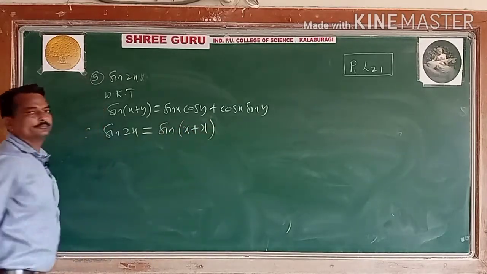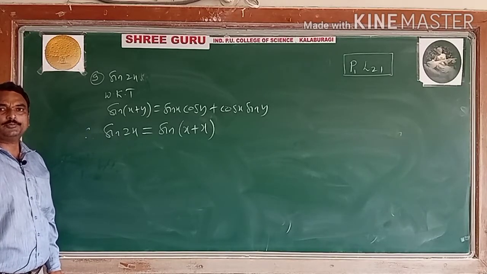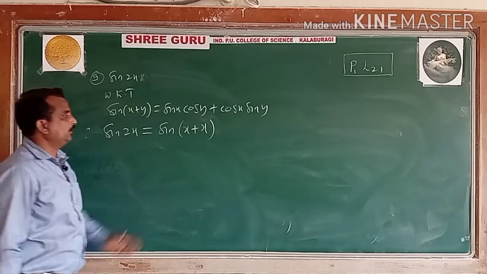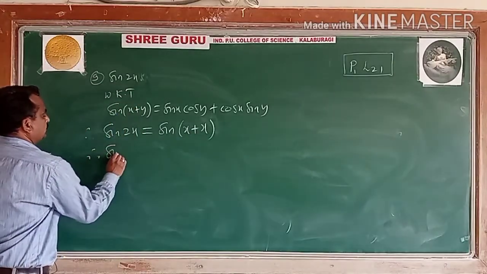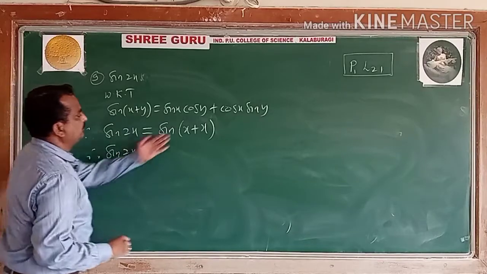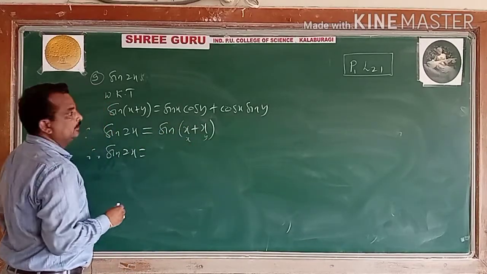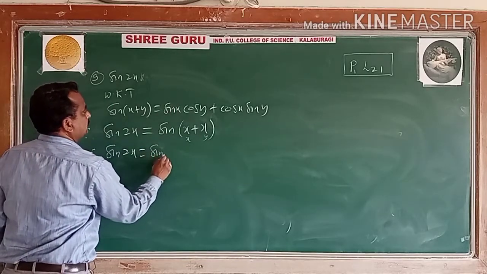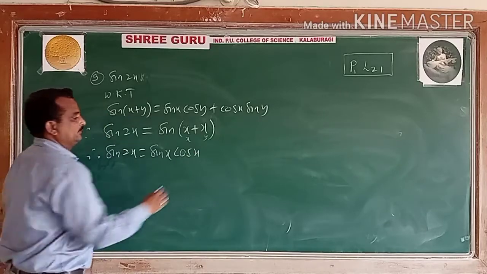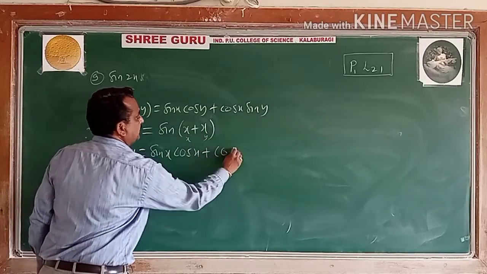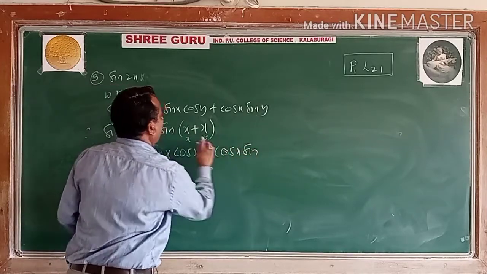Is it possible to write x plus x? So therefore, sin of 2x equal to, here x and y are the same, so you deduce the formula here: sin x, y also x, cos x, plus cos x, sin y which is also sin x.